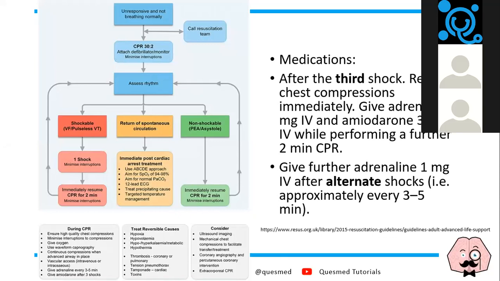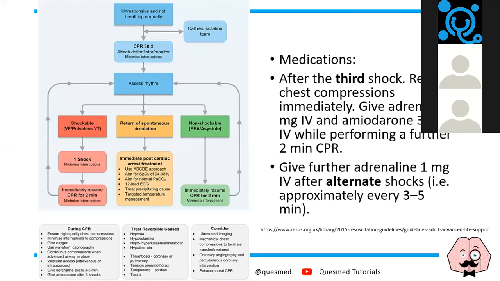When we give medications: after the third shock, you resume chest compressions. You don't wait to give medication. After the shock has been delivered, you jump straight back onto the chest, because without chest compressions, the blood is not pumping through the heart and through the body. You need to make sure that's the first thing that's done. Then at this point, the medication should already be prepared. You give adrenaline, 1 milligram IV, and amiodarone, 300 milligrams IV, and then do a further 2 minutes of CPR.